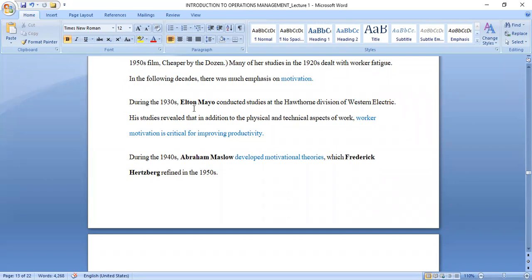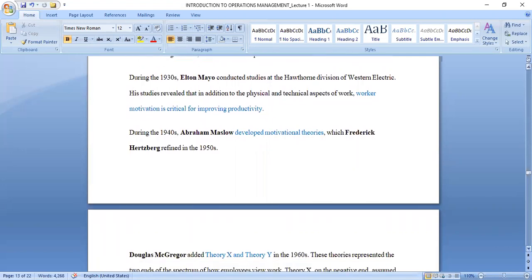It was called the Hawthorne experiment because of the location where it was carried out. He conducted the studies at a place called Hawthorne Division of Western Electric. In these studies, he found out that the productivity of workers improved as long as they were motivated. So according to Elton Mayo, the productivity of workers increased as long as these workers were motivated.